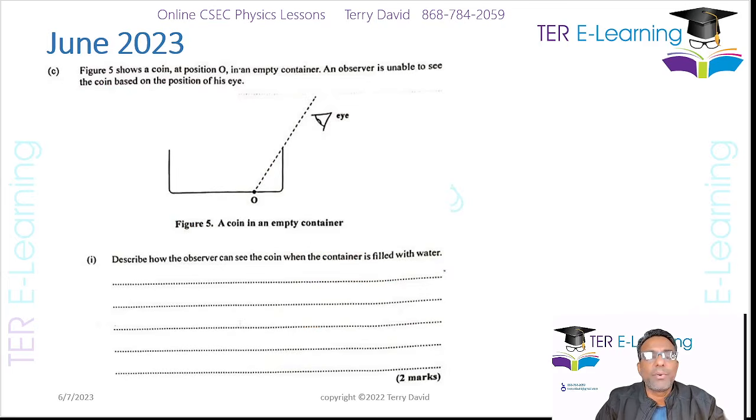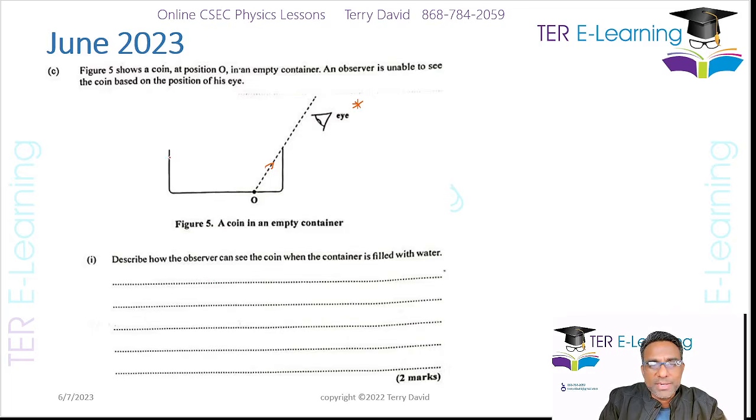Next part here now. Figure 5 shows a coin at a position O in an empty container. An observer is unable to see the coin based on the position of the eye. Obviously, because light travels in a straight line. So if light is bouncing off the coin, if your eye is positioned here, you're not going to see the coin at all. Describe how the observer can see the coin when the container is filled with water.